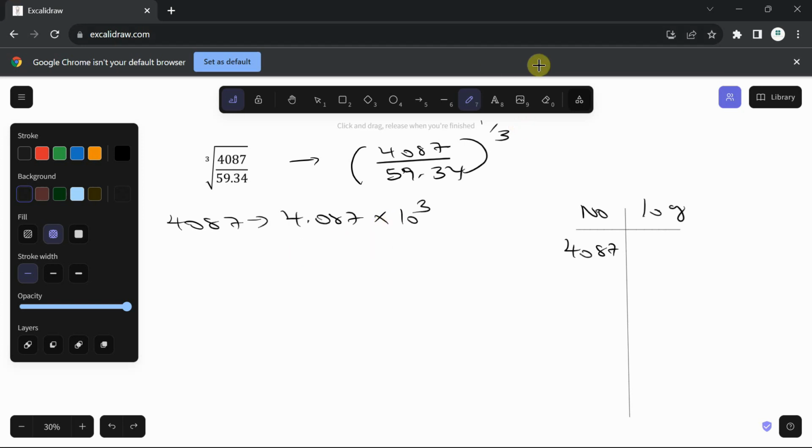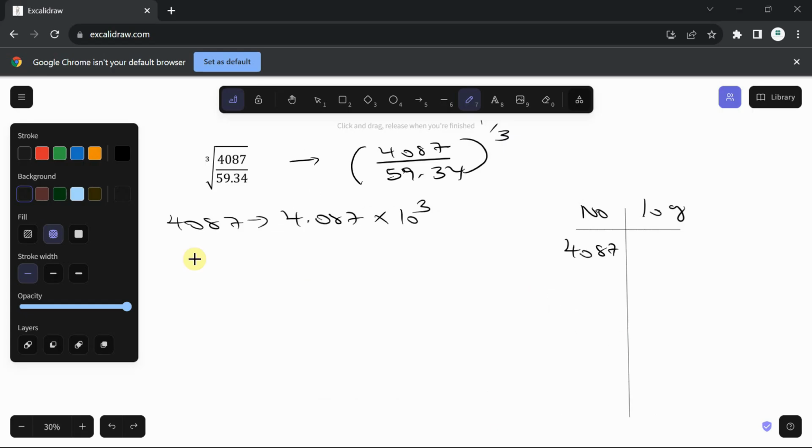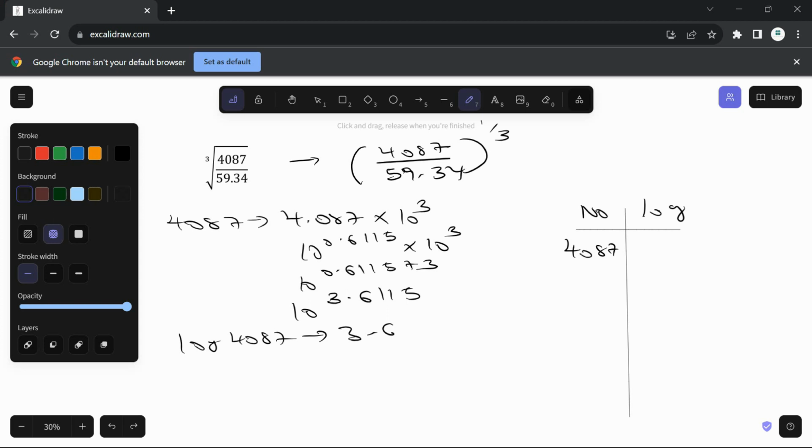So we'll go to the logarithm table and find 40 under 8 difference 7. So this difference 7, 1, 2, 3, 4, 5, 6, 7, that is 8. So that is 6107 plus 8, which is 6115. So that is 10 raised to the power of 0.6115 times 10 raised to the power of 3. So let's add the power. So that will be 10 raised to the power of 0.6115 plus 3. So it's 10 raised to the power of 3.6115. So the log of 4087 is 3.6115.